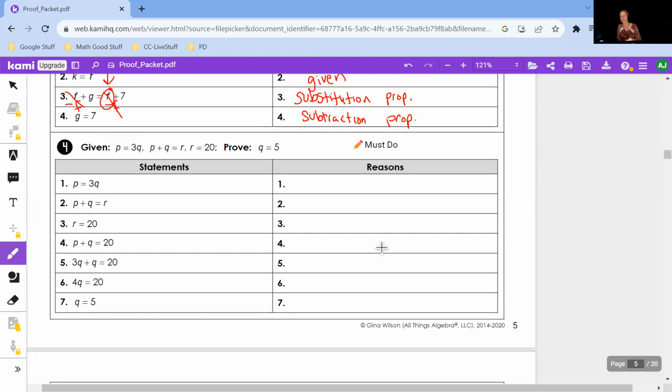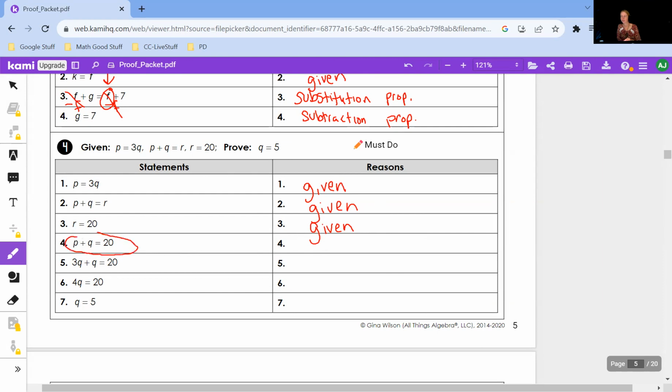It says, given that P equals 3Q, and P plus Q equals R, and R equals 20, prove that Q equals 5. So it looks like we've got 3 givens here. We have the given P equals 3Q. We have a given that P plus Q equals R. And we have a given that R equals 20. So let's think about how they got this from all this stuff.